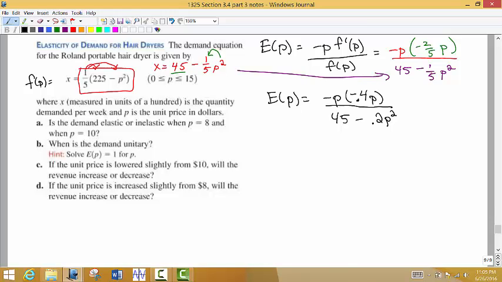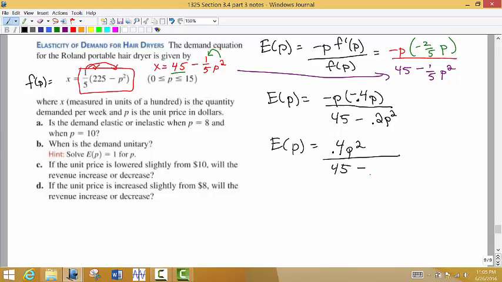All right, I'm going to do one more thing to make this look a little bit simpler. So let's just come down here and rewrite this one more time. If I multiply across the top, we have negative p times a negative 0.4p. Well, negative times a negative is a positive, so I'm going to get a positive 0.4, and then p times p is p squared.